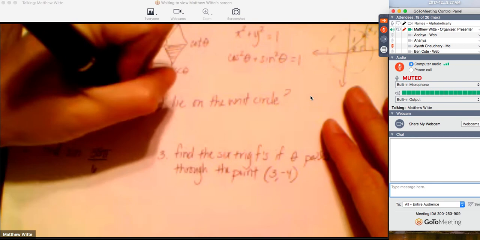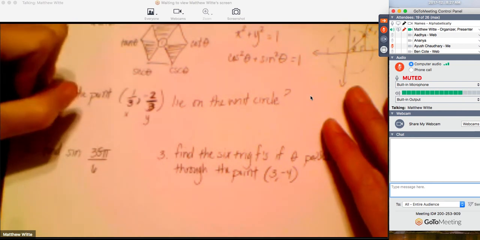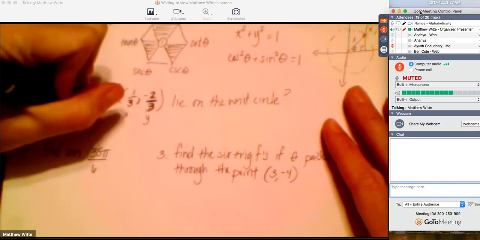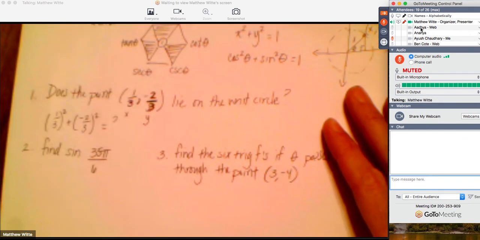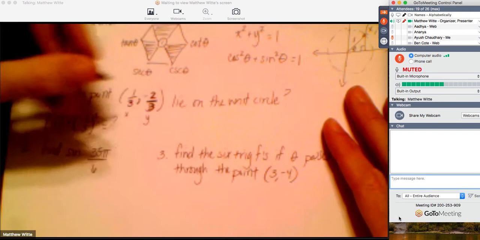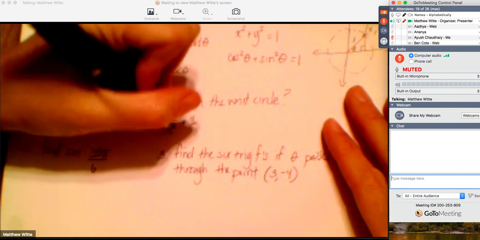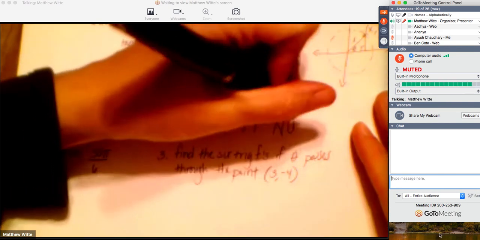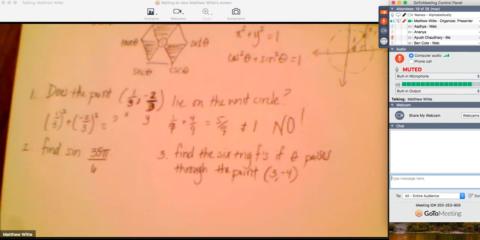So if this is my x and this is my y, x squared plus y squared should equal 1. So if I take that 1/3, square it, plus the negative 2/3 and square it, it should equal 1. And if it doesn't equal 1, then you know it's not on the unit circle. So in this case, I'm going to get 1/9 plus 4/9, which is 5/9, and that is not equal to 1. So no, it does not lie on the unit circle. Okay, so that is one type of question that I would ask you.